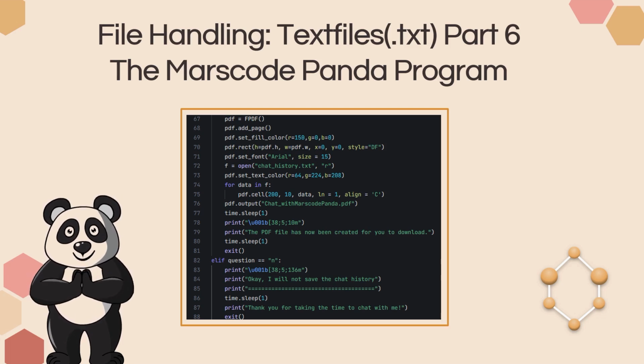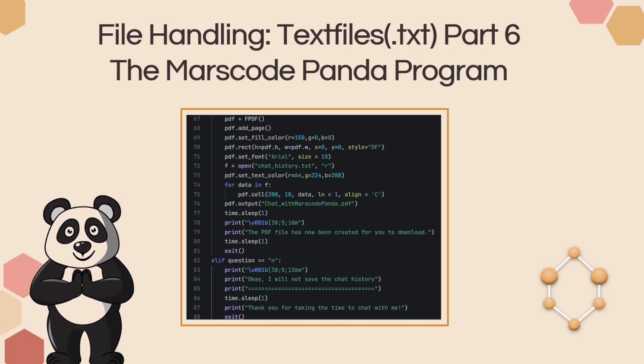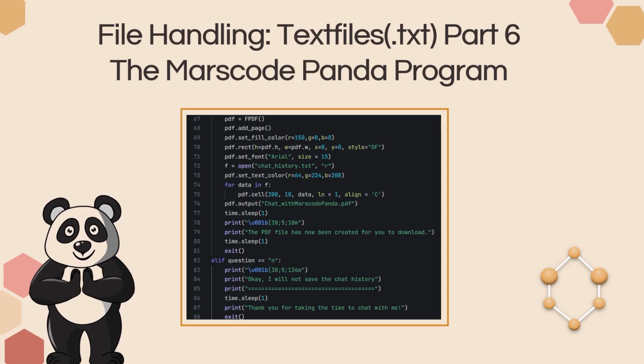Then we're specifying the x and the y coordinate of this rectangle that will be created according to the width and height of the PDF document. And you notice that we're putting the x coordinate equal to 0 and the y coordinate equal to 0. We have this style which is equal to draw and fill. So style equals df, which means just draw and fill. So that means basically draw the rectangle and then fill it with the color specified. Now, pdf.setFont is line 71, and here we're specifying the font style and the font size that we'll be using to write the information from the text file into the PDF document.